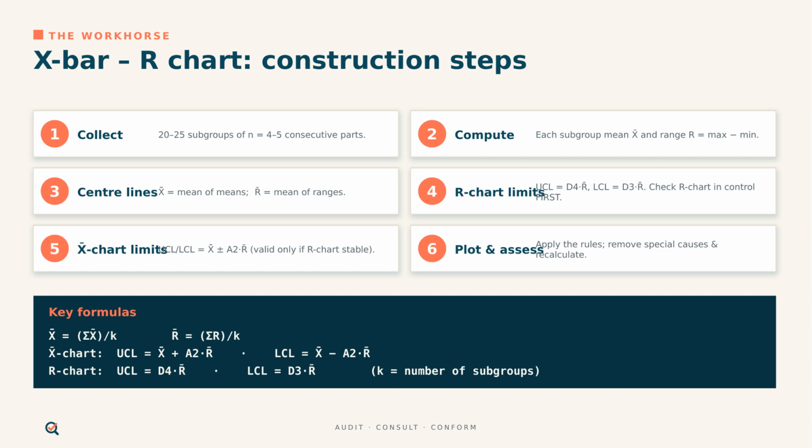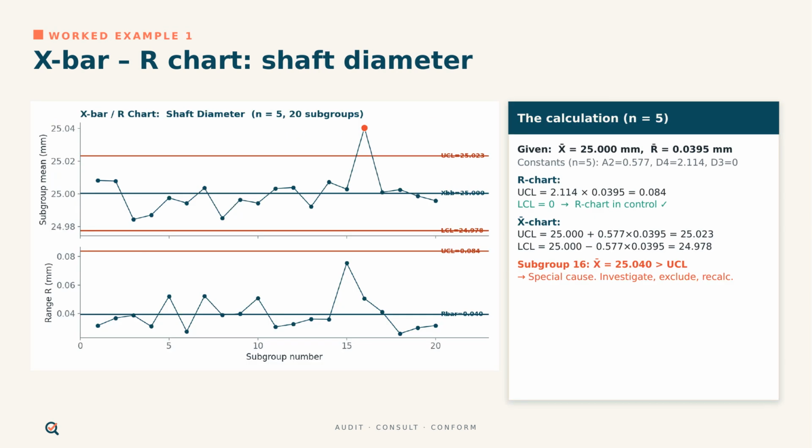5. Only if the range chart is stable, calculate the average chart limits using the grand average plus and minus A2 times the average range. 6. Plot everything, apply the rules, remove any special causes, and recalculate. Spread first, then location, always. Let's put numbers on it.